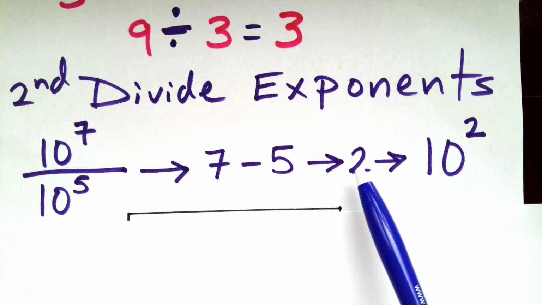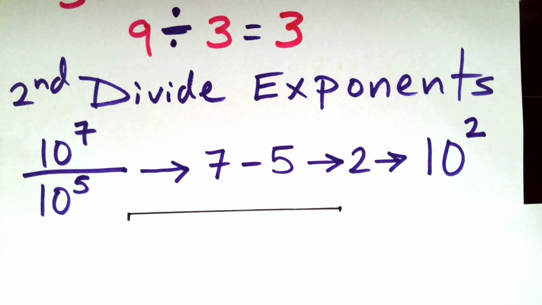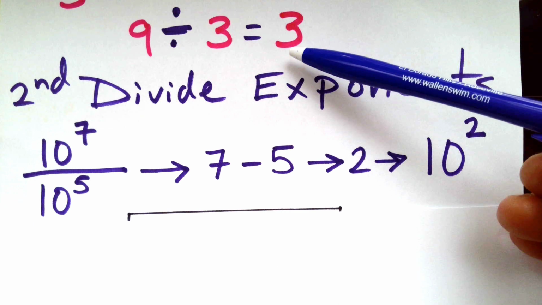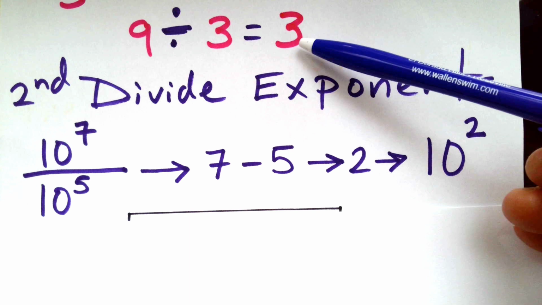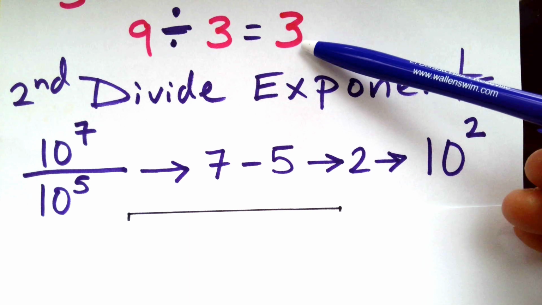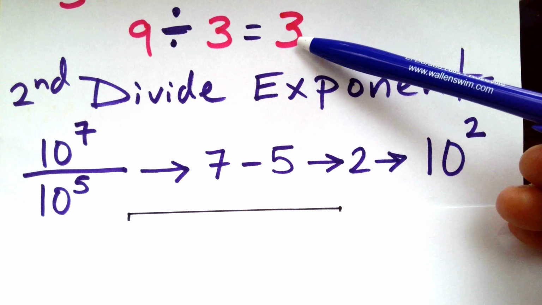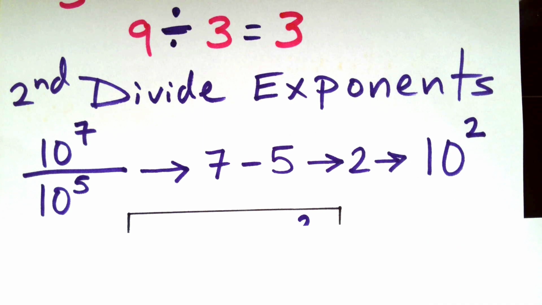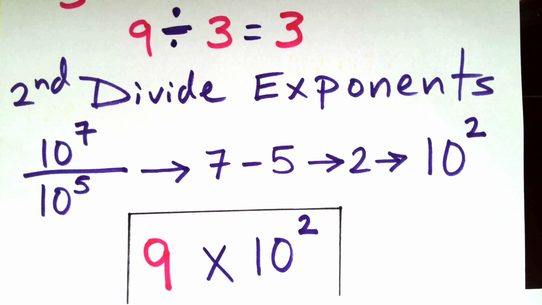7 minus 5 is 2. So it'll be 10 to the second power. So we put these two together, the coefficient and the base 10 with the power of 2, to form your final quotient, or answer to a division problem, using scientific notation.